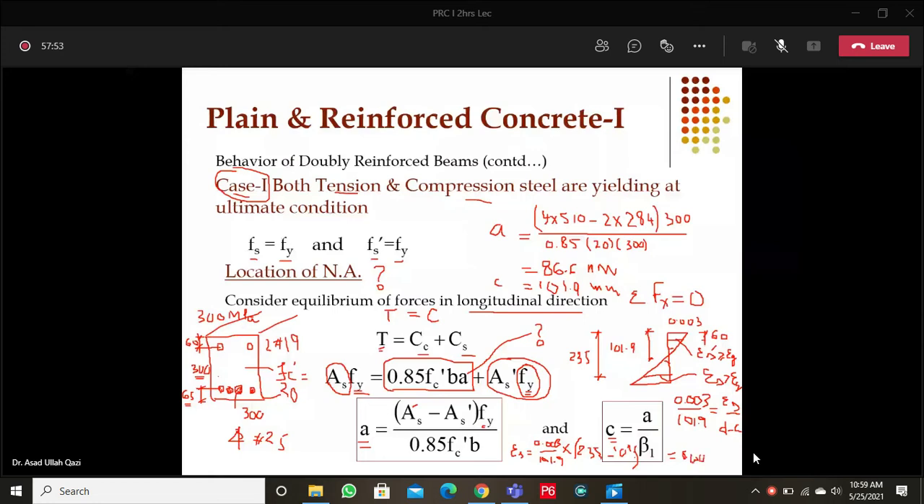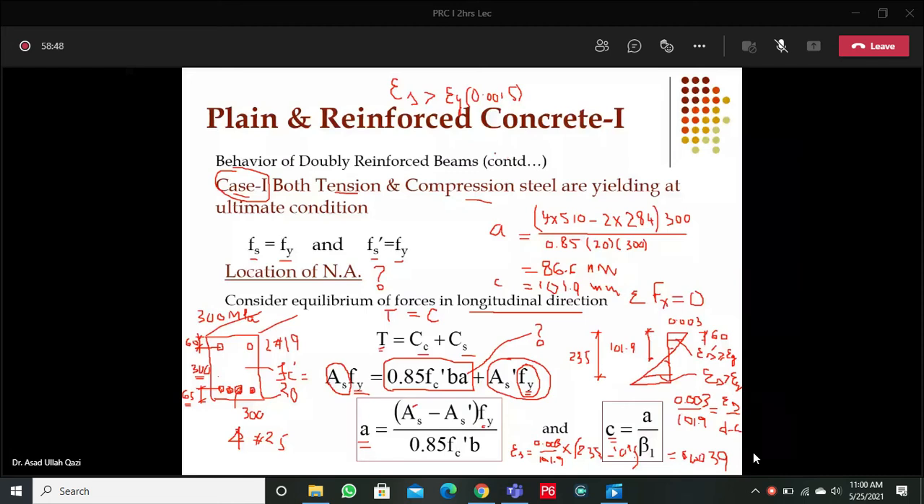We are lucky that epsilon s is greater than epsilon y. Grade 300 has a yield strain of 0.0015. So we are well above yield strain, but obviously our strain is not crossing 0.005, which would make this beam most ideal, with the tension steel above 0.005. But at least the assumption that tension steel is at yield is fulfilled.